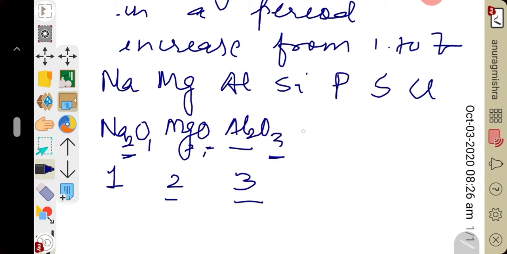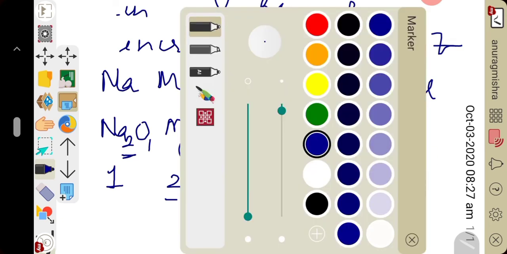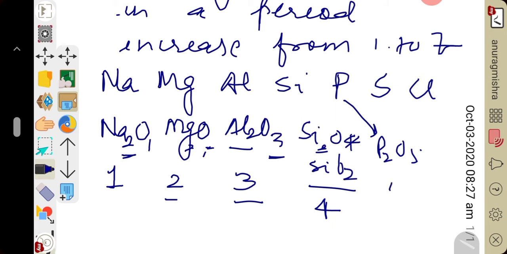Now come to silicon. It will form Si2O4, but when you take the common factor it will become SiO2, right? So when you calculate the valency it will come to 4. With phosphorus we can see it will form P2O5, subscript 5 is with oxygen, so valency is 5.